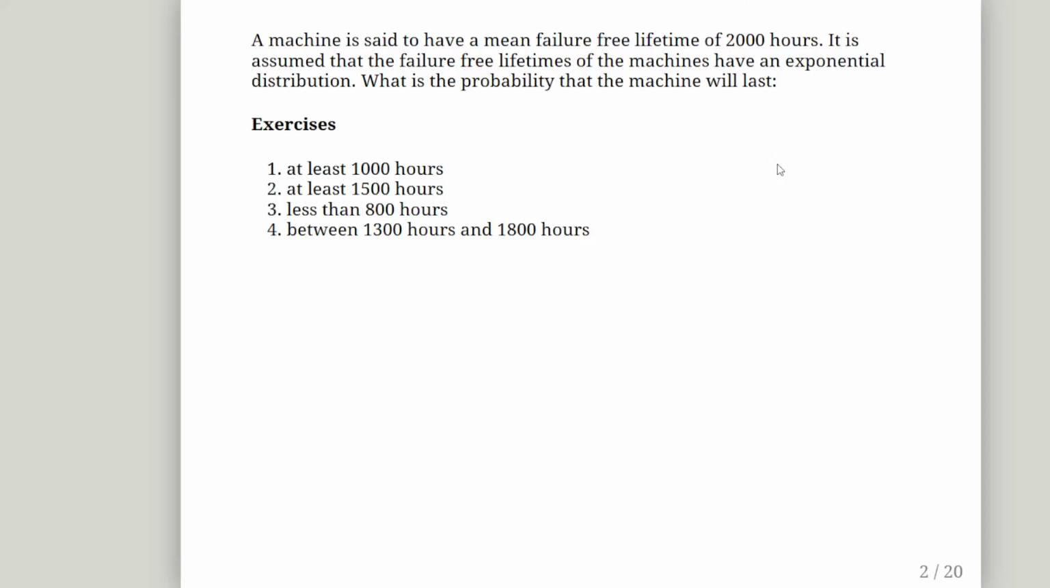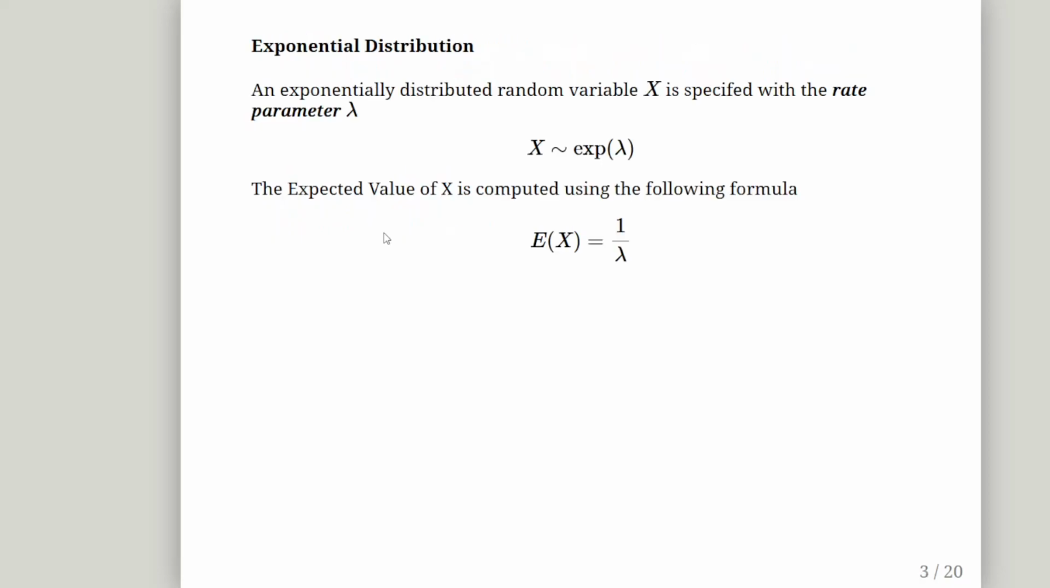So, what is the probability that the machines will last at least 1000 hours, at least 1500 hours, less than 800 hours, and between 1300 hours and 1800 hours? It's a very straightforward enough question. So let's get some background on this.